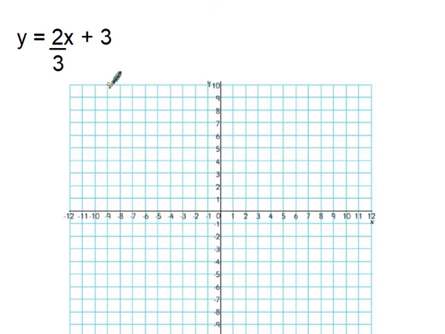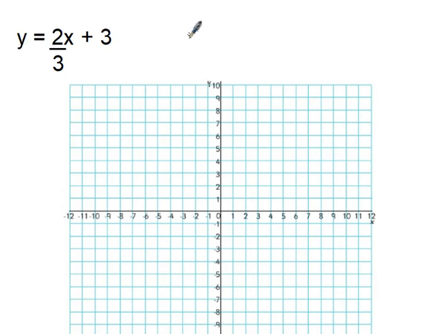Hey everybody, we're going to be graphing linear equations today. What it means to graph a linear equation is we're going to be using an equation that looks like this, and when we graph it, it actually forms a line. So let's talk about this equation that we've started off with here, y equals 2/3 x plus 3.